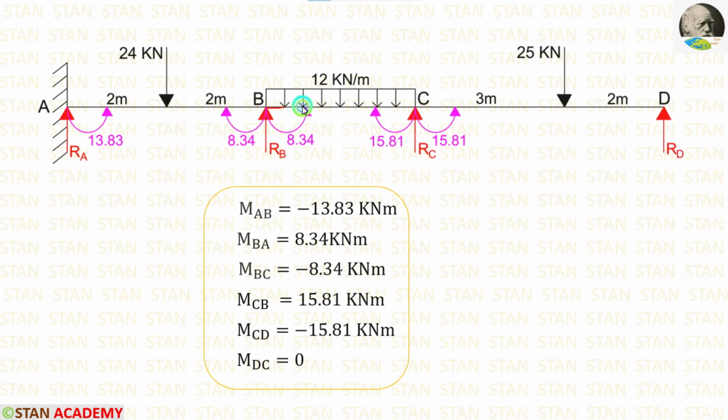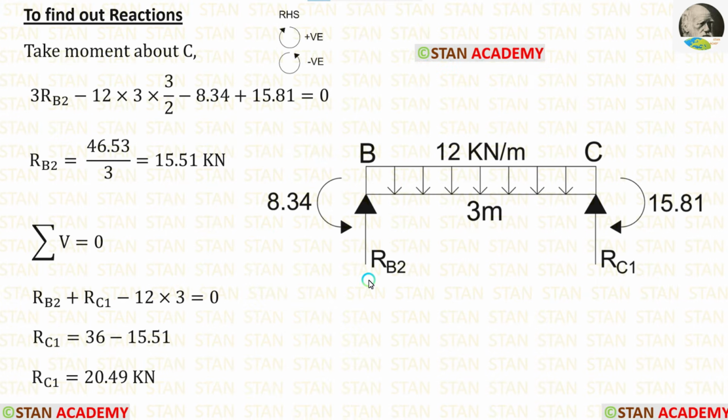Now, let us take the span BC and calculate the vertical reactions. In the span BC, there are two moments, MBC which is acting in the anticlockwise direction and MCB which is acting in the clockwise direction. In this span, first I am going to calculate RB2. For that, I am going to take moment about C. RB2 is acting towards the point C in the clockwise direction, so it will be positive and the distance is 3 meter, so 3 RB2.